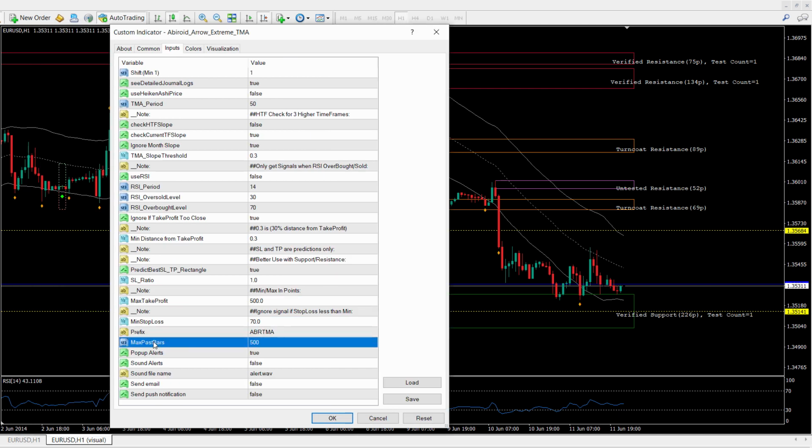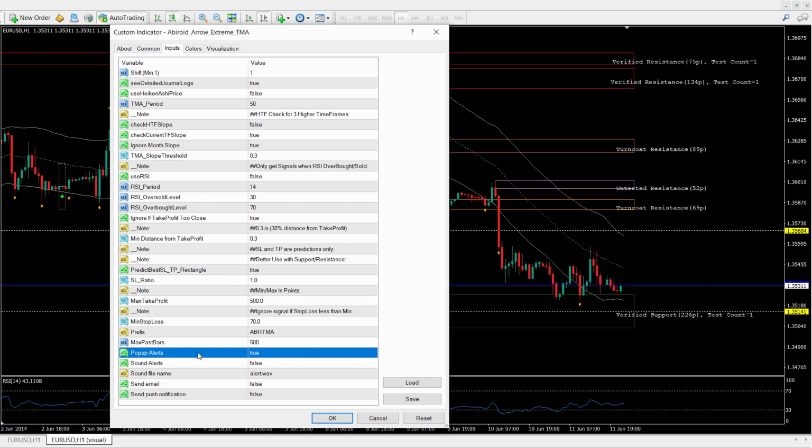And finally, max past bars. So these are the number of previous bars for which you want to see the buy and sell signals. If you are only interested in forward trading, then I would suggest that you leave this at a lower number like 50 or 100. If you want to see past signals also, then you can set it to a higher number. And the final settings are for your alerts.